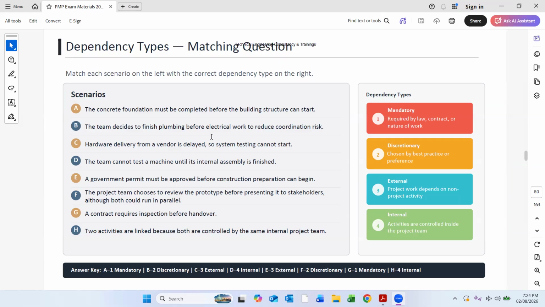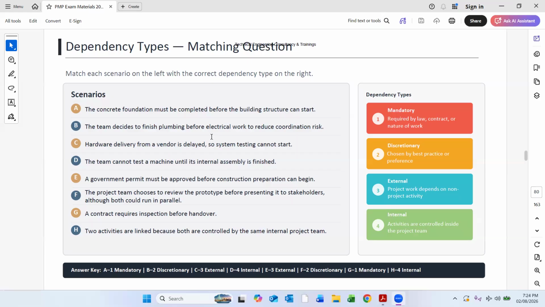Then the team decides to finish plumbing before electrical work to reduce coordination risk. It's soft logic, discretionary. Then hardware delivery from a vendor is delayed, so systems testing cannot start. This is external. Then the team cannot test a machine until its internal assembly is finished. That is internal dependency. Then a government permit must be approved before preparation can begin. That is also external, government.